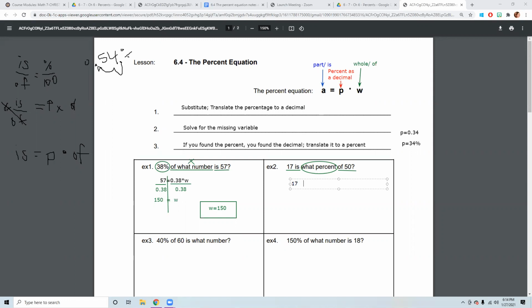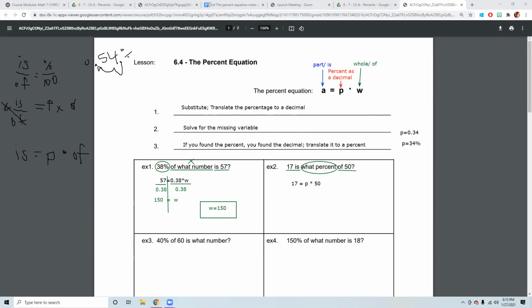And then we follow that with an equal sign. Our next number is our percent as a decimal. Our percent we don't know yet. And so I'm going to leave that as the variable P, because that's what we need to find. It's still multiplication, and we're multiplying by our whole or our of, which in this equation is our 50 over here. I've substituted, but I did not translate the percentage to a decimal because I wasn't given a percentage.